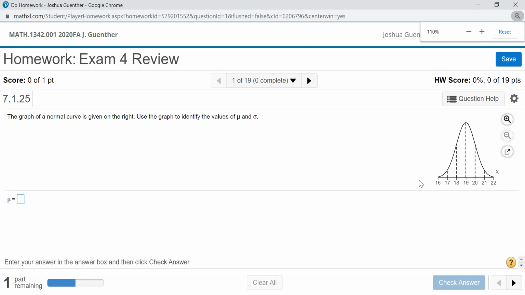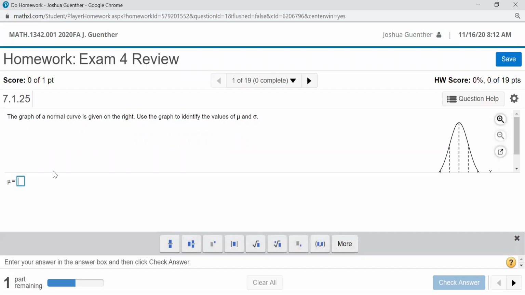But anyways, here's a graph of a normal curve. Use the graph to identify the values of mu and sigma. This is going to be a really easy problem. Mu, the mean of a normal curve, is equal to the median and is equal to the mode, only for the normal curve. Not every distribution has that feature, but the normal curve is symmetric. Thus, the value in the very middle that lines up with the peak of the curve here is going to be both the mean, median, and mode. So it's certainly the mean, and thus 19.